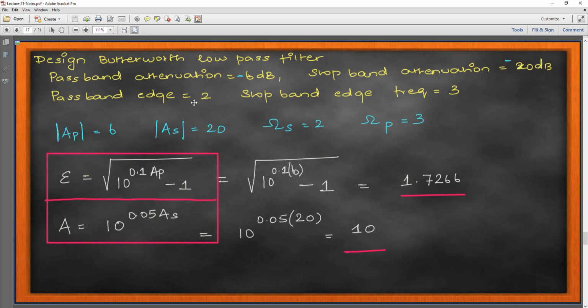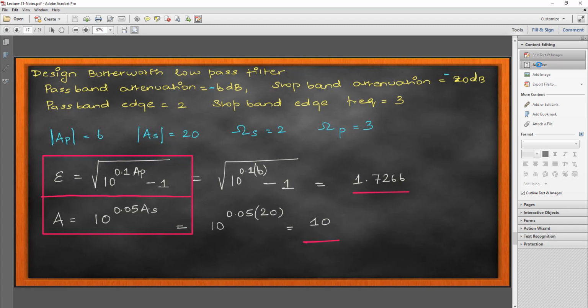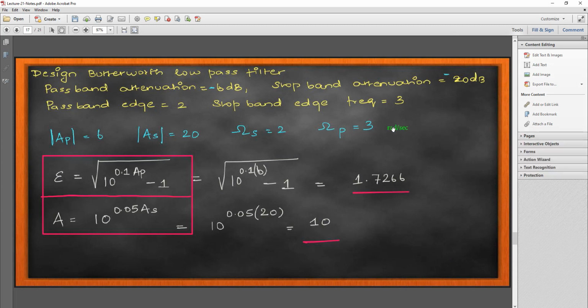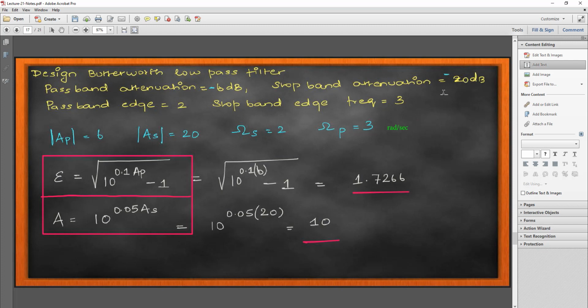Design a Butterworth low pass filter. The passband attenuation is minus 6 dB. Stop band attenuation is minus 20 dB. Your passband edge frequency is 2 and your stop band edge frequency is 3. The unit of this is radians per second. It's not given, so let me just quickly write. These frequencies are in radians per second. Maybe I change the color. Okay, highlight it. Done. So it is radians per second, this unit.